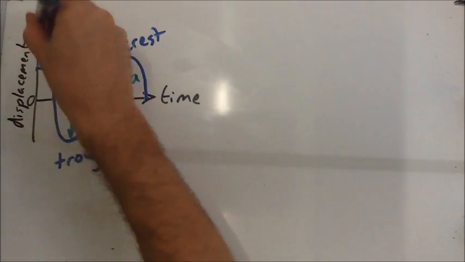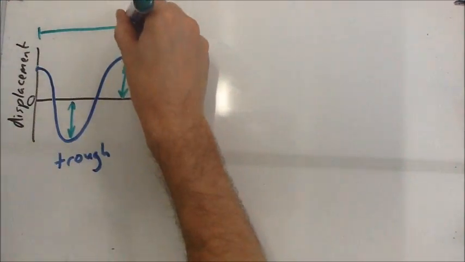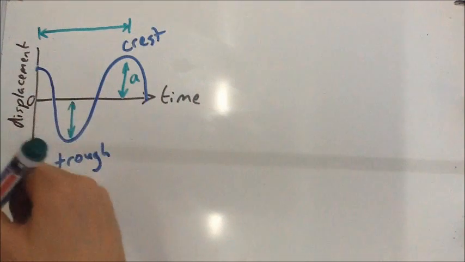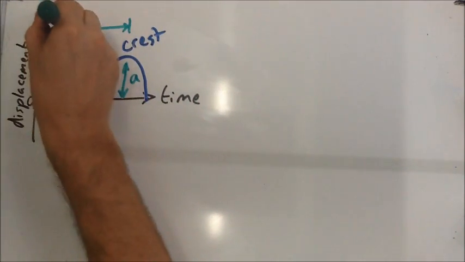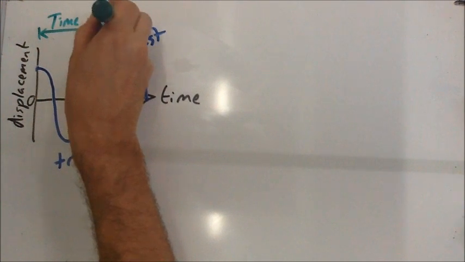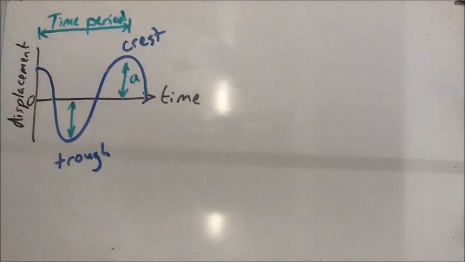We also have the amount of time it takes for one entire wave to pass. So that's the distance from peak to peak, or one point in the wave to the same point in the next wave. And this is called the time period. So how long does it take for one wave to pass by?